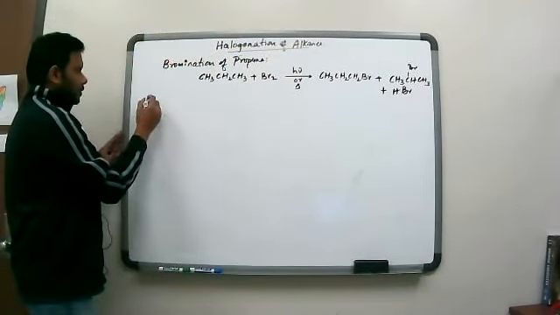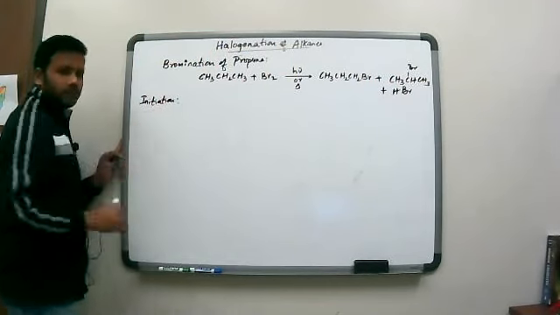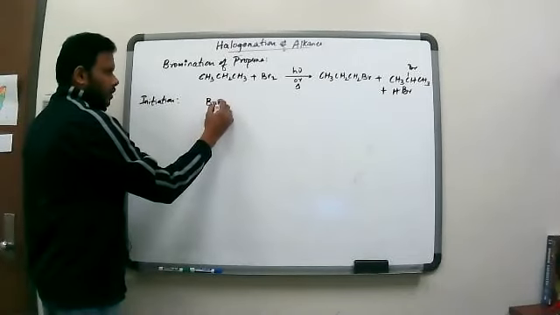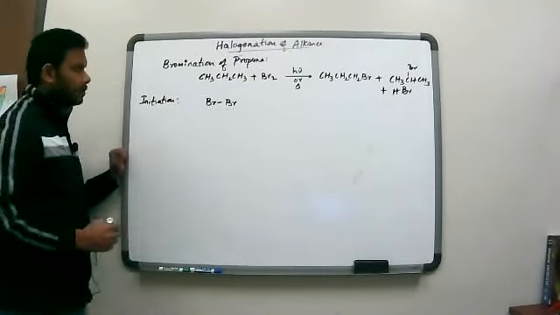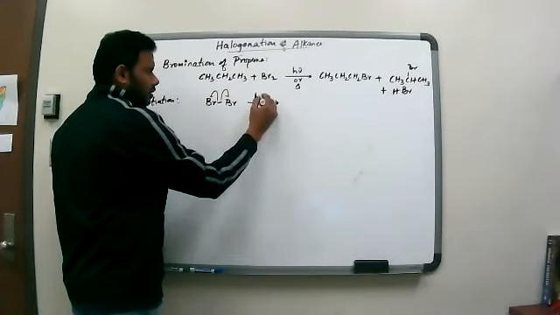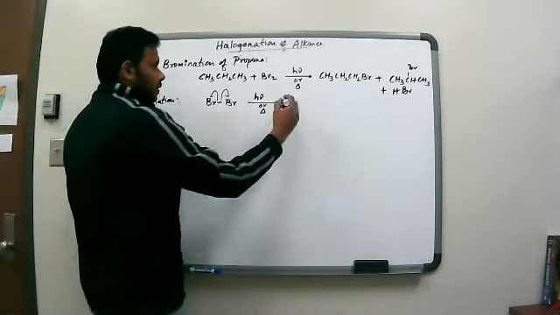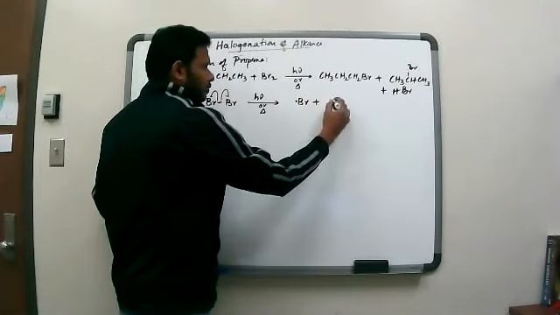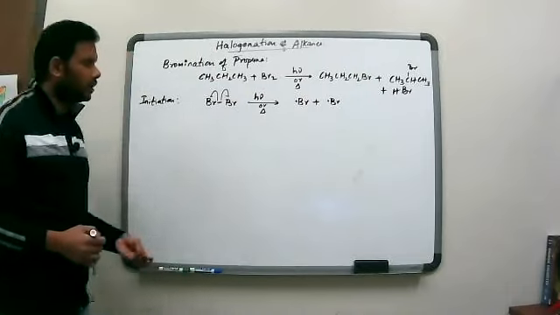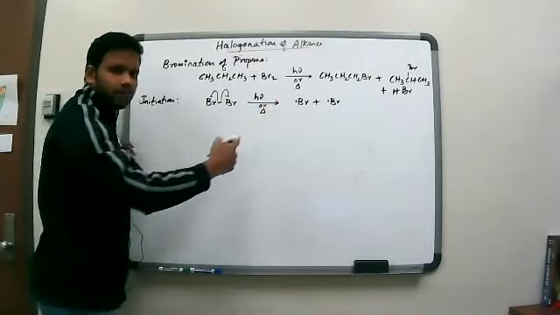So again, to start out, in terms of mechanism, the first step is an initiation step. Okay, so the initiation should be now bromine fragmenting homolytically, and again you can use heat or light for doing this to give bromine radicals. So the bromine fragments homolytically to give bromine radicals. That's the initiation step. We made our reactive intermediate.